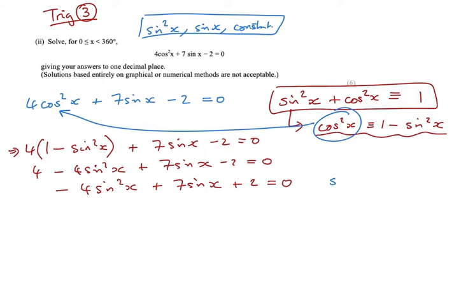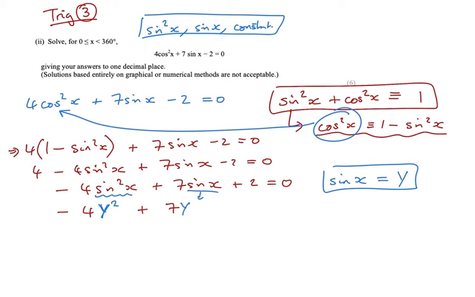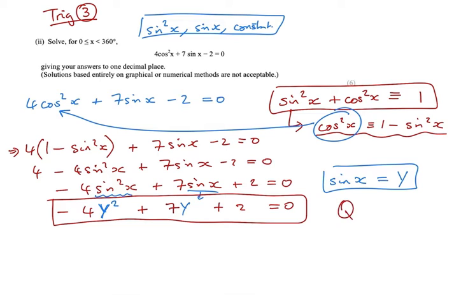So what do we do with this? Well, this is where we do a clever little thing. If I say sine x equals capital Y, just making up a new variable, then I now have minus 4 lots of, well, sine squared of x is the same as y squared. And plus 7 lots of, well, sine x is just y now. Plus 2 equals 0.